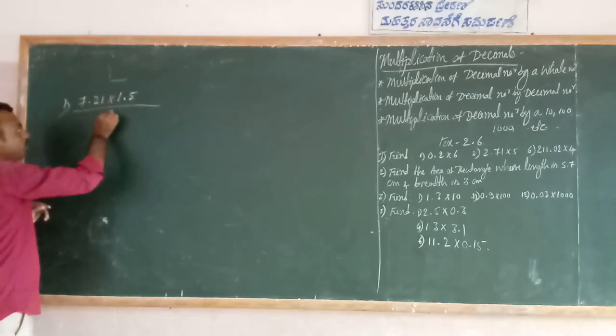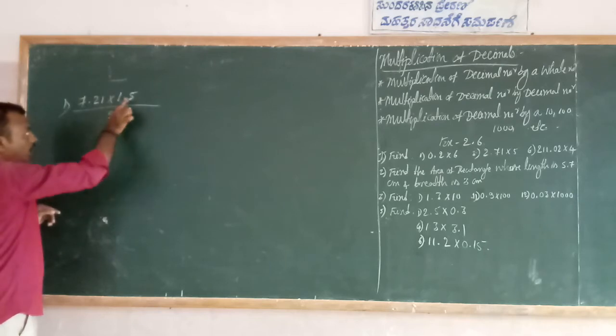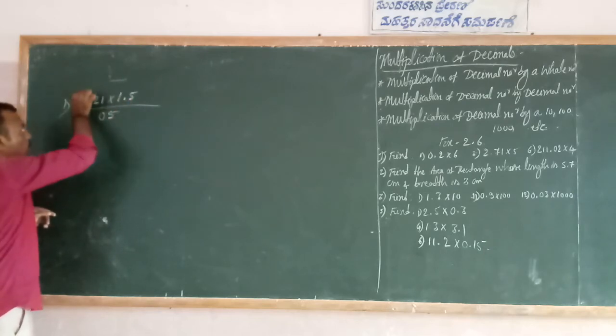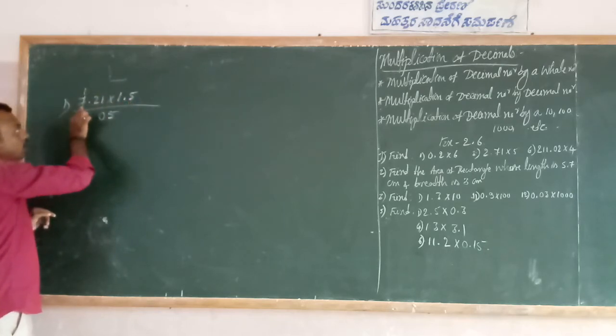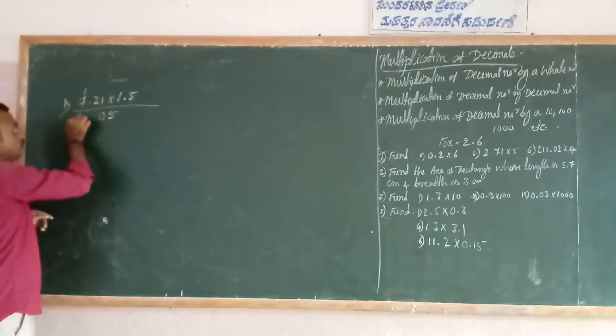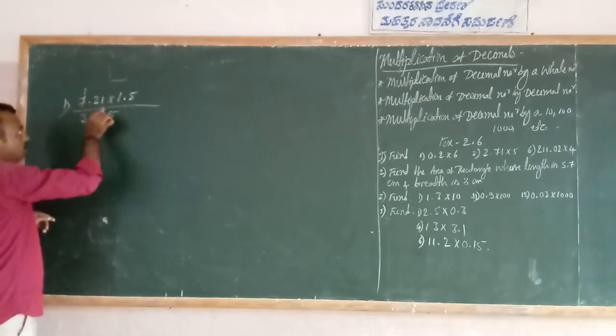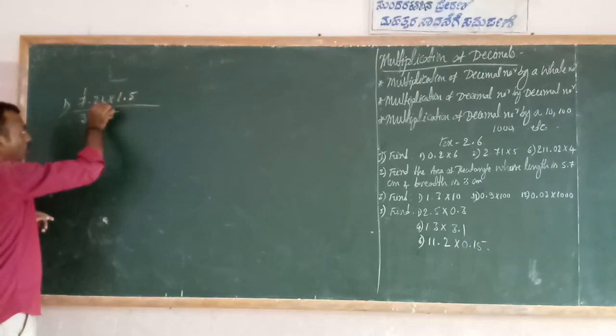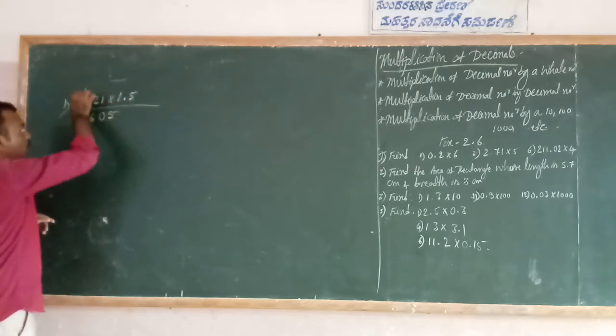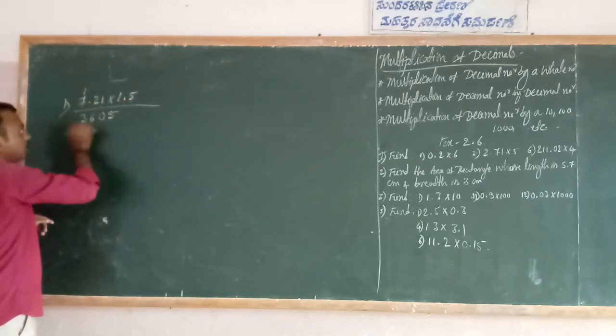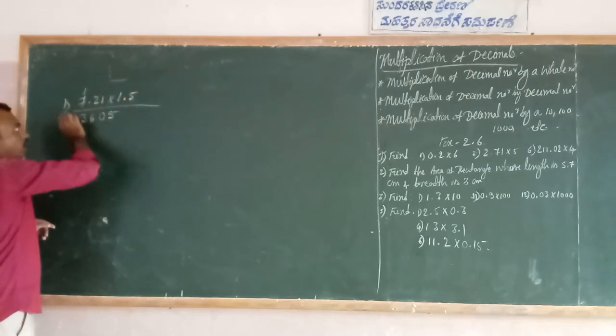So 5 1s are 5, no carry. 5 2s are 10, 0, 1 carry. 5 7s are 35, 35 plus 1, 36. So next, 5 1s are 5, 5 2s are 10, 0, 1 carry. 5 7s are 35 plus 1, 36. 5 over. Next, 1 you have to multiply.